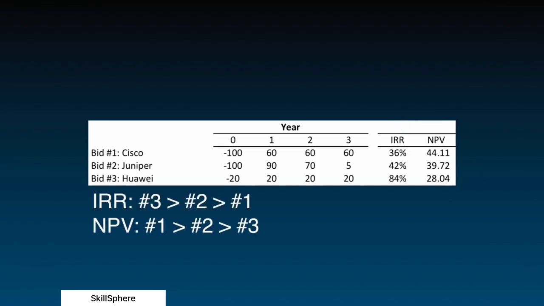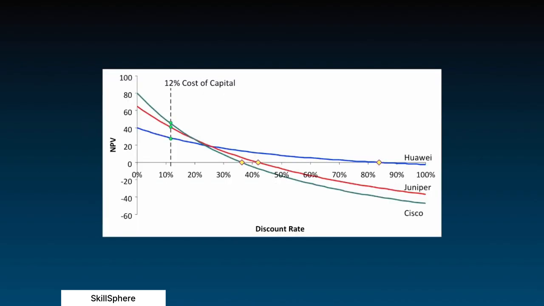And what you quickly see is that the IRR ranking is that the Huawei number 3 bid is better than the number 2 bid from Juniper, which is better than the number 1 bid from Cisco. The exact opposite ranking relative to what NPV tells us. Okay. And here's a picture of what's going on.